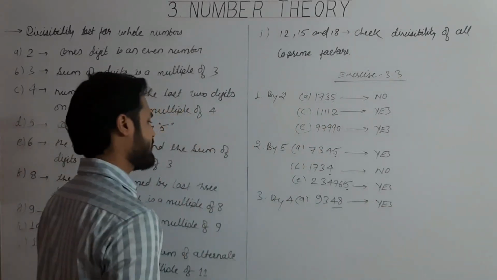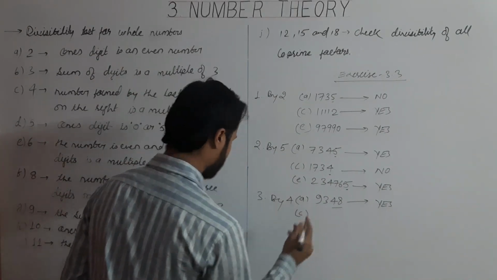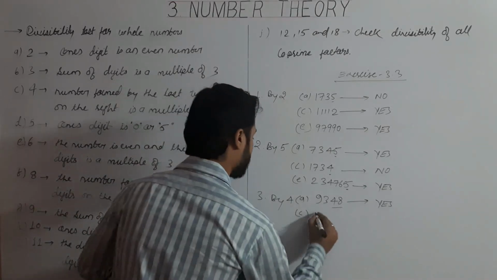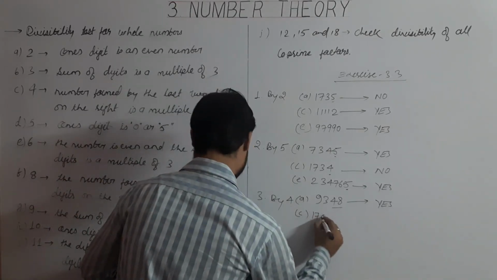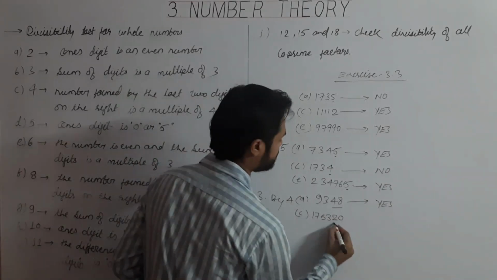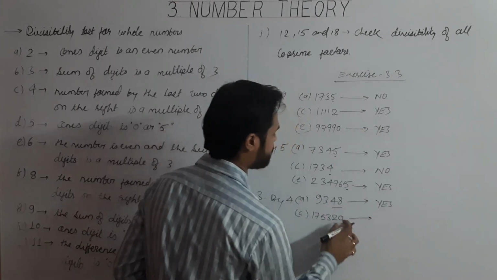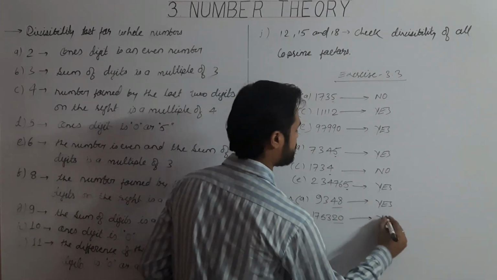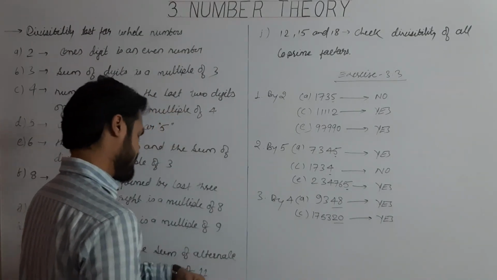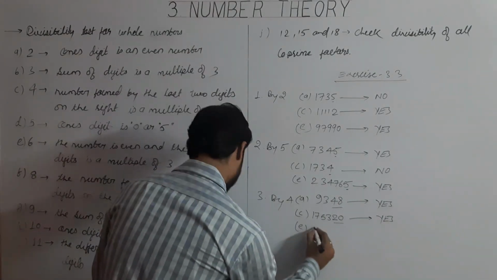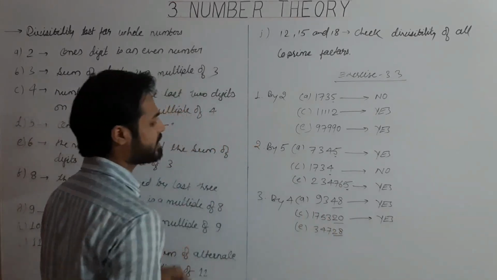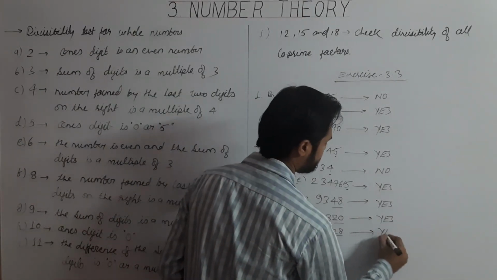So this number 9348 is divisible by 4. Answer is yes. Part C, the number is 17532. Again we have to check the last two digits. 32 is divisible by 4. So this number is also divisible by 4. Yes. Part D, the given number is 34728. Last two digits 28. Yes. Answer is yes.